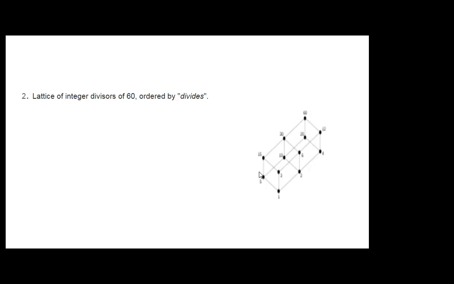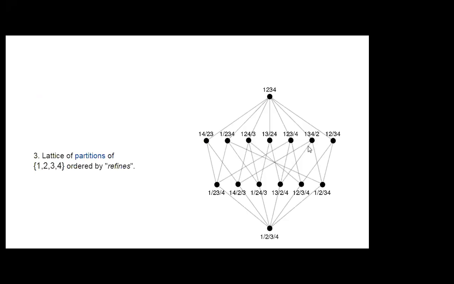So this is another example of a lattice where we took the operation divide and took the number 60. We calculated all the numbers which divide it. This is giving us what we can say is a lattice. Okay, the divide operation is given.